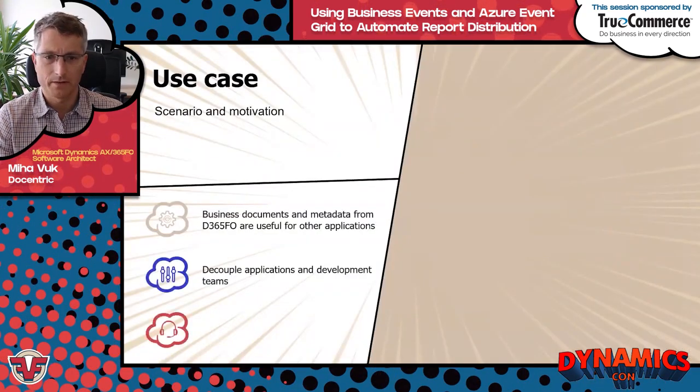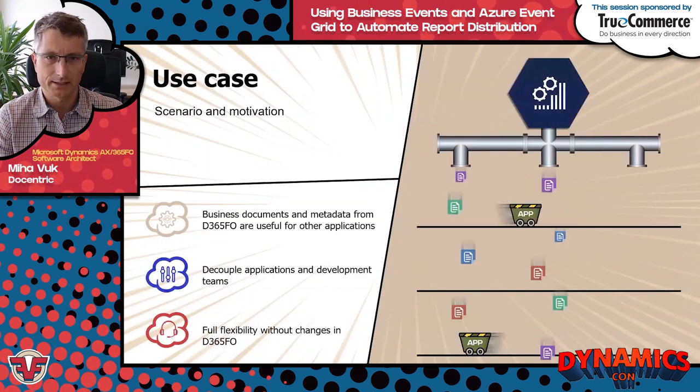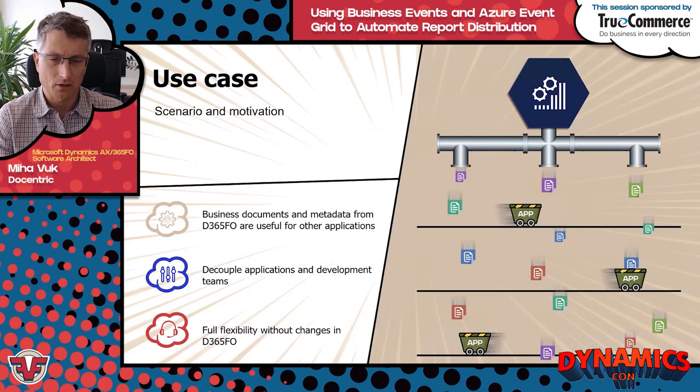Dynamics 365 for finance and operations, as a central ERP system, produces many business documents that are useful for other applications. Beside the content of each document, each document has a set of metadata that are essential for its use. We want to show how simple it is to give these applications the documents and metadata that they need. The picture on the right somehow illustrates that.